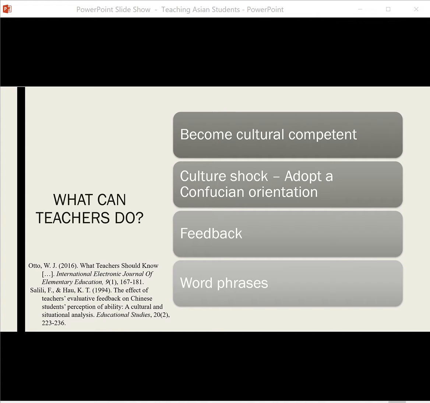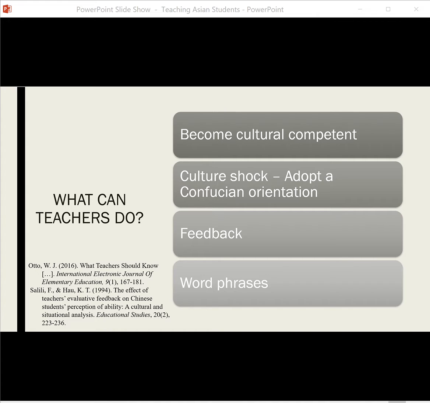Word phrases too. Keep your sentences short. Don't use synonyms because the students most likely will only know one version of the word. They might get caught up in the beginning words and not get to the end of the sentence, not understand the end of the sentence.